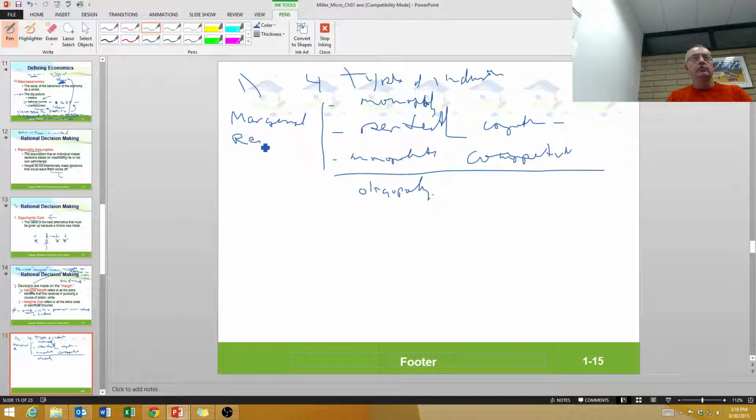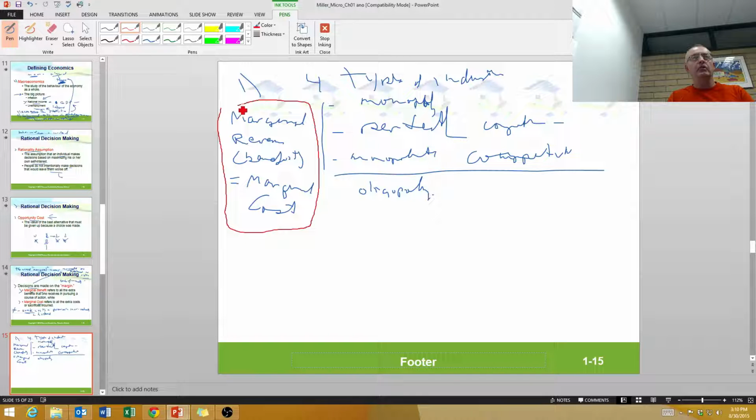revenue, which is a benefit, equals marginal cost. This formula, I'm giving you the answer to a whole bunch of exam questions here. The optimal level of output for these three types of industries, monopoly, perfect competition, and monopolistic competition, it's the point where marginal revenue equals marginal cost. That rule only applies to these three types of industries. It does not apply to oligopoly, and we'll understand why when we get to oligopoly.